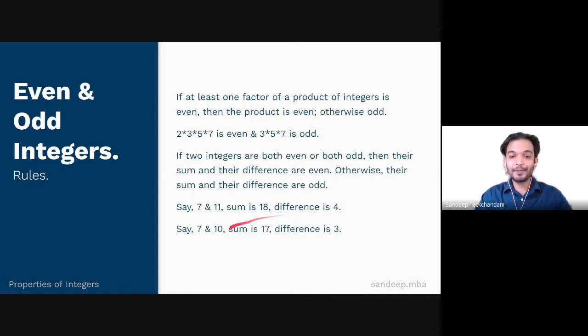Another example, say I take two numbers, 7 odd and 10 even. If I add them up, I'll get 17, which is an odd number. And if I subtract 7 and 10, I'll get 3, which is an odd number.